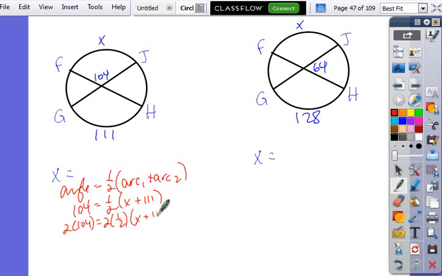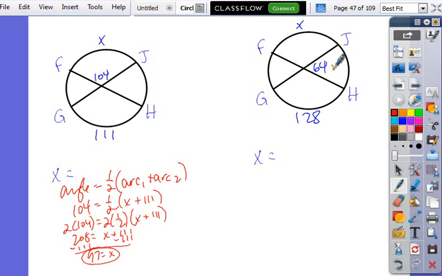When I multiply the left side by 2, it doubles. When I multiply 2 times 1/2, that becomes a 1. 1 times anything is that thing. Then subtract. You get 97.